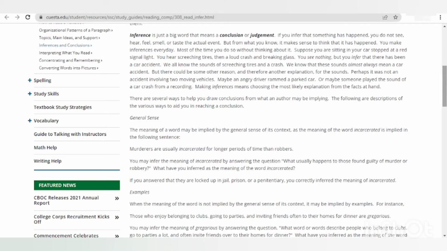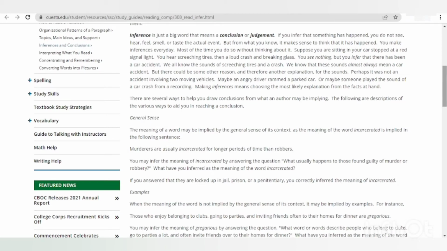But there could be some other reason and therefore another explanation for the sound. Perhaps it was not an accident. Maybe an angry driver rammed a parked car. Or maybe someone played the sound of a car crash from a recording. So making an inference means choosing the most likely explanation from facts at hand, right?